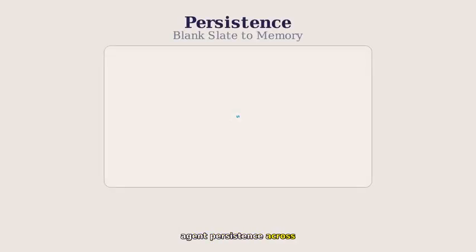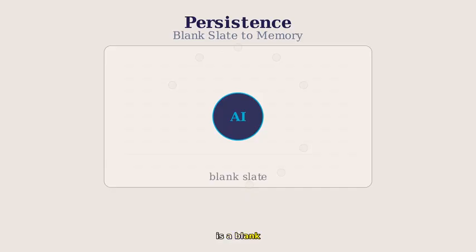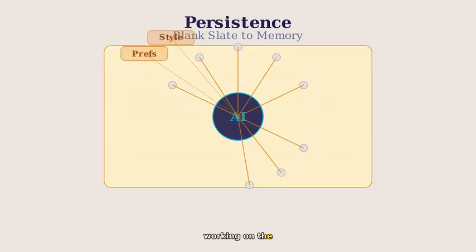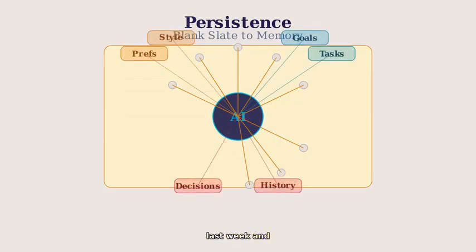External memory is what gives an agent persistence across sessions. Without it, every new conversation is a blank slate. With it, an agent can remember your preferences, the projects you're working on, the decisions you made last week, and the context you've shared over time.